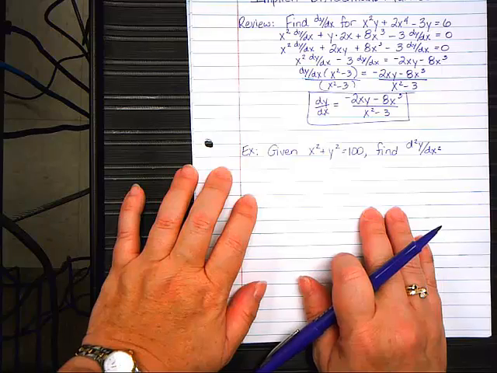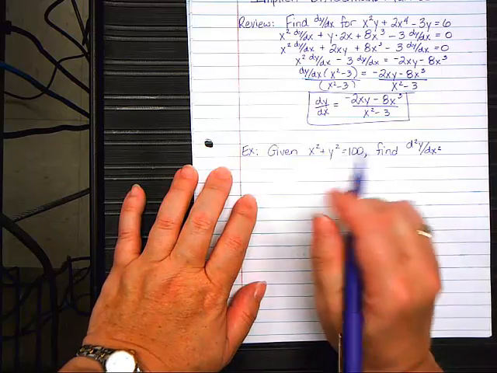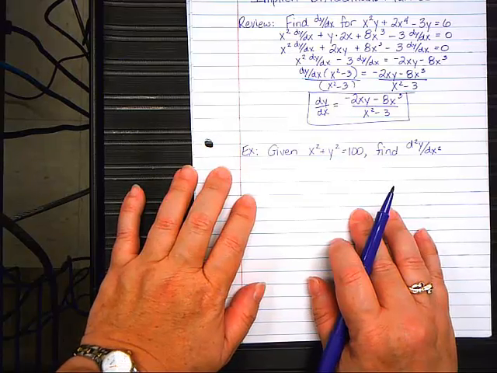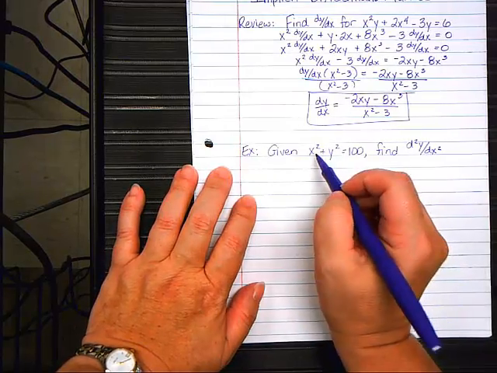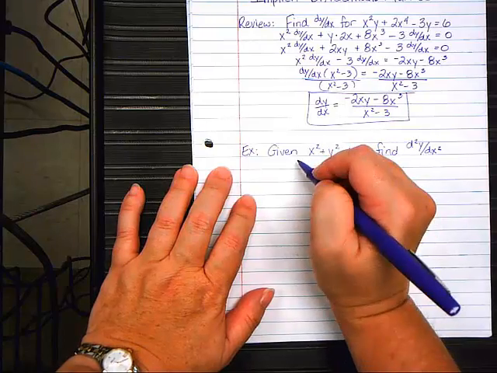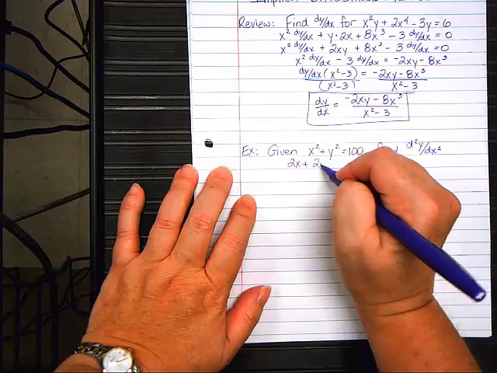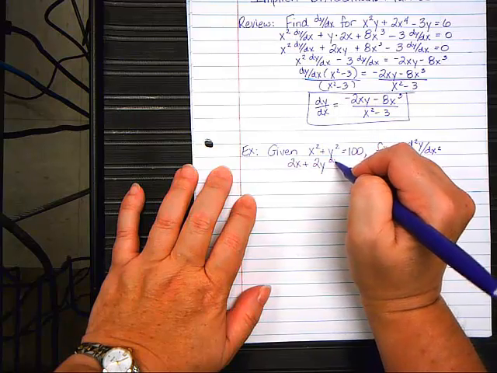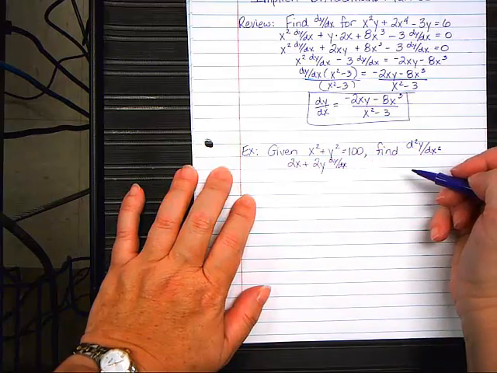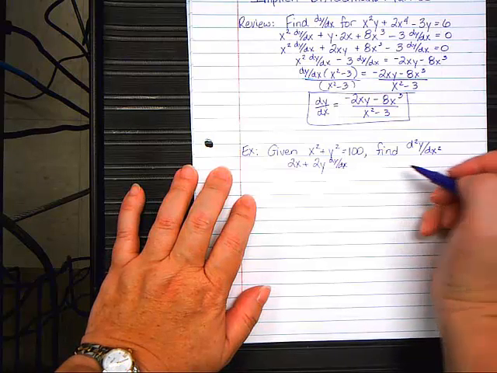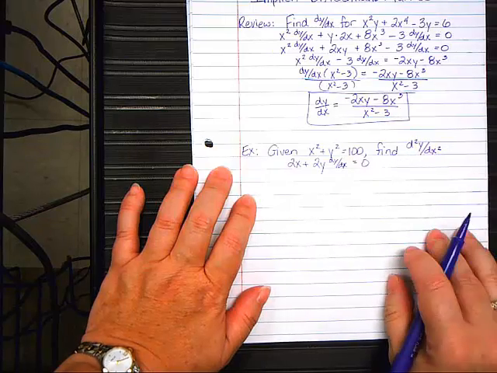Okay. All right. Are we going to have to use product rule on this problem? No. This one's a pretty simple one. So, derivative of x squared, 2x, plus derivative of y squared, 2y dy dx, because you just took the derivative of a y, equals 0.